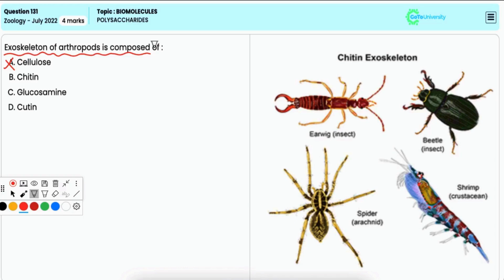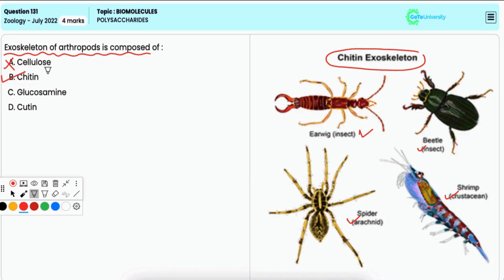Option B, chitin. The exoskeleton of arthropods, such as insects, crustaceans, and spiders, is mainly composed of chitin, which is a polysaccharide that provides structural strength and protection. Hence, it is the correct answer.